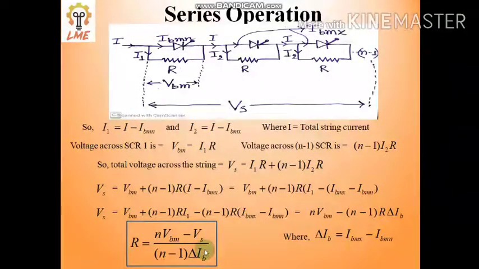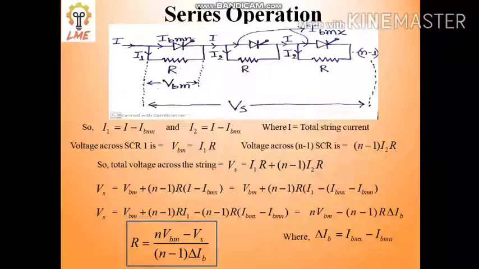For finding this resistance value, every quantity of the SCR is given in the data sheet. Sometimes if IB min is not given in the data sheet of the SCR, then we have to assume that delta of IB equals IB max. If we put this same optimized value of resistance parallel to every SCR, then we get the maximum efficiency for the entire string operation.